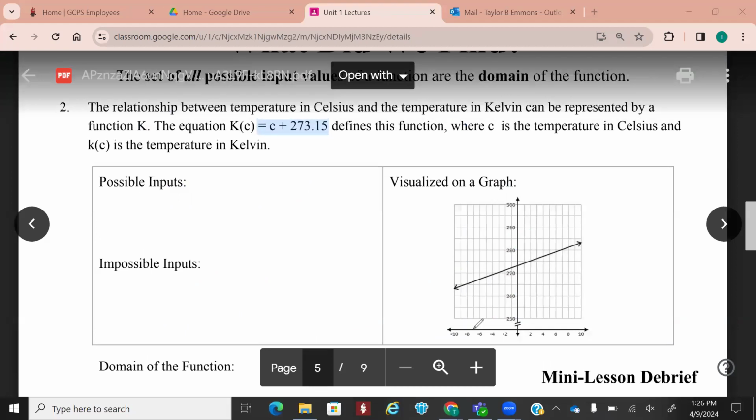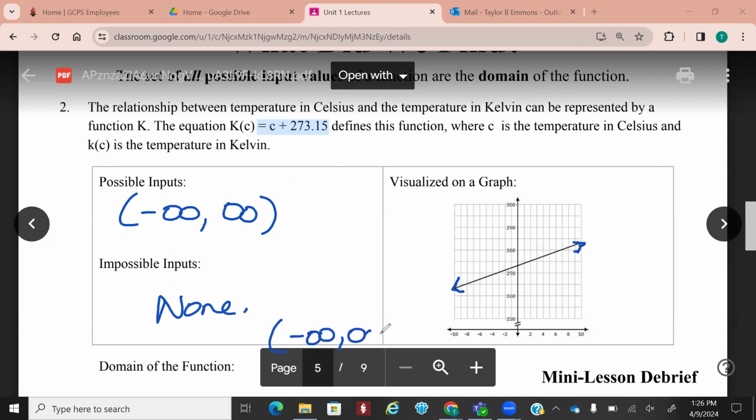Looking at this, we've got arrows on the end. Now realistically, you can only get so hot before you really can't measure it, and so cold before you can't measure it. But theoretically, it could get as hot or as cold as you would want it to. So this will be negative infinity to positive infinity. Impossible inputs, there really is none. The domain of this function is negative infinity to positive infinity. Again, there could be a restriction. Obviously, we can't measure temperatures of things that are too hot for us to get close to, but we can kind of guesstimate.